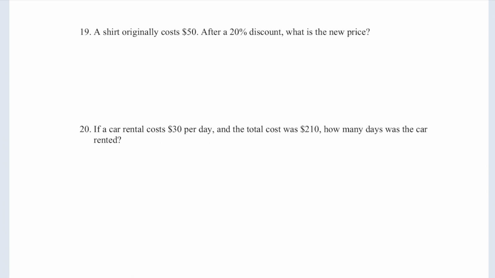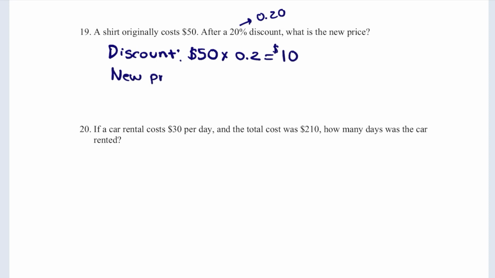So a shirt originally cost $50. After a 20% discount, what is the new price? So first we need to figure out the discount. So we have $50 times 20%, which is equal to 0.2. So we're going to multiply it by 0.2, and this is going to give us $10. So the new price is going to be $50 minus $10 equals $40, and that is your answer.